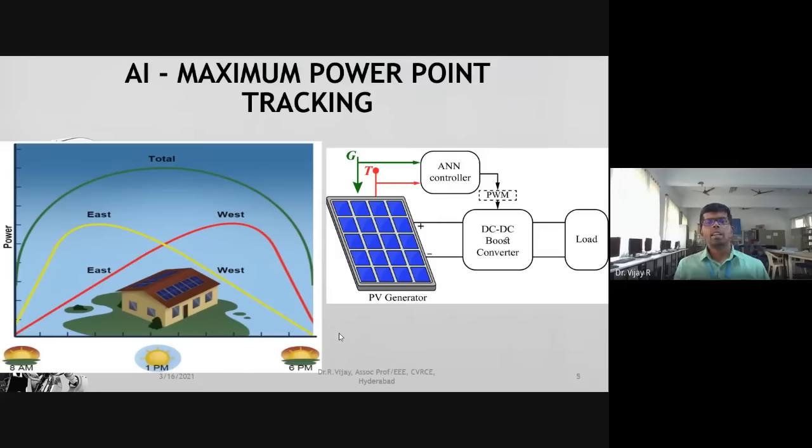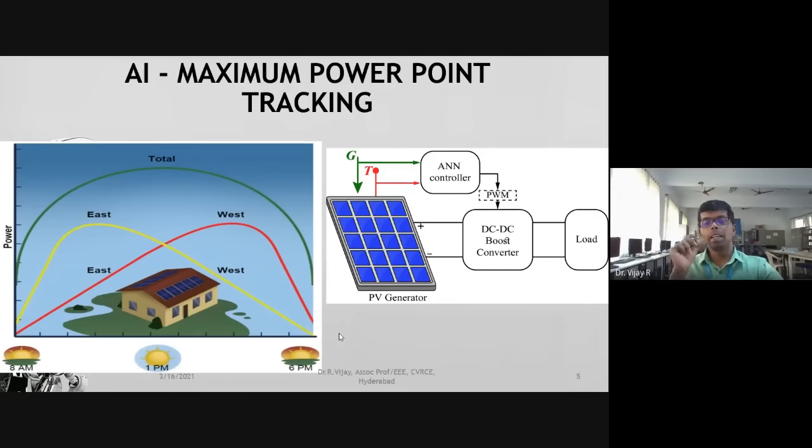Next comes maximum power point tracking with the artificial intelligence technique. So what is maximum power point tracking? Maximum power point tracking is a function to maximize the energy available from the connected solar module arrays at any time during its operation. It is a function to maximize the energy available from the connected solar PV module at any time during its operation.